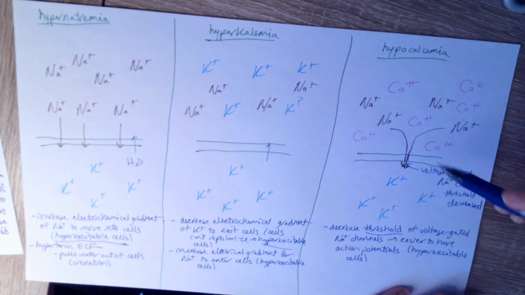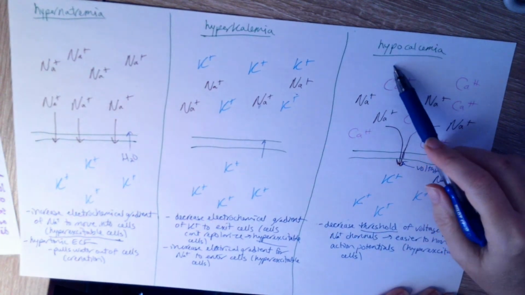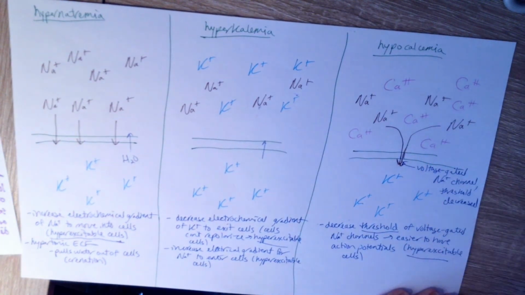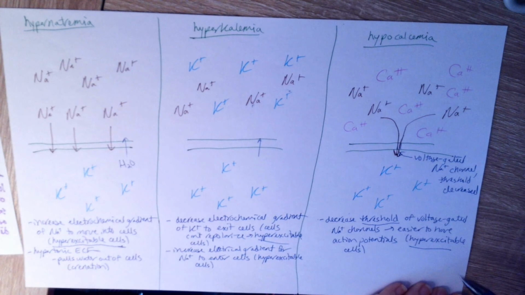And why I put it this way, where we have too much sodium, too much potassium, not enough calcium, is that all three of those things cause you to be hyperexcitable. So jittery, anxious, heart rate going too fast.